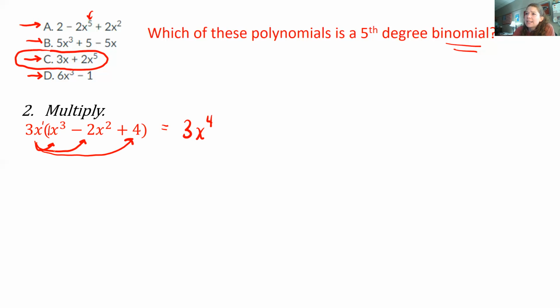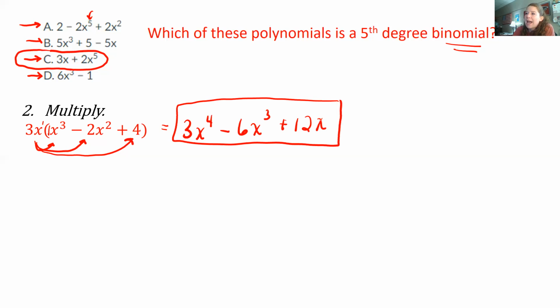3 times negative 2 is minus 6. And then 1 plus 2 is x to the 3rd. And then finally, 3 times 4 is 12, and we bring our x over. And that is our answer. Now, we cannot add those coefficients because they're unlike terms; the variables all have different exponents. So that's the final answer.